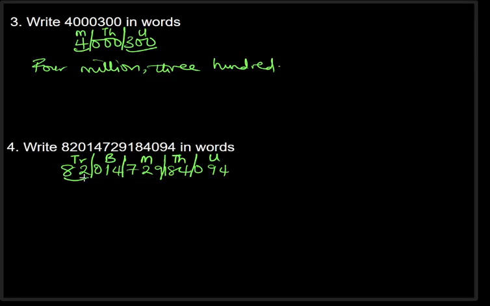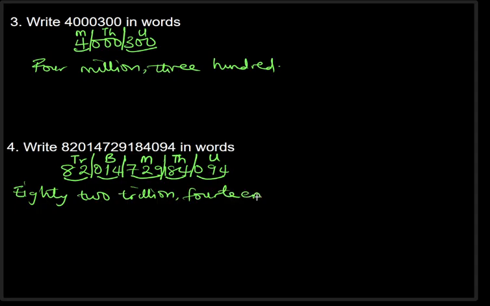This is 82 trillion. This will be 14 billion. This will be 729 million. This is 184,094. So let's see what we have. This is 82 trillion. 014 means 14. So this will be 14 billion.